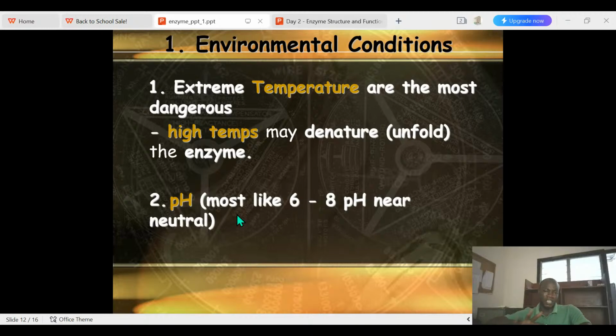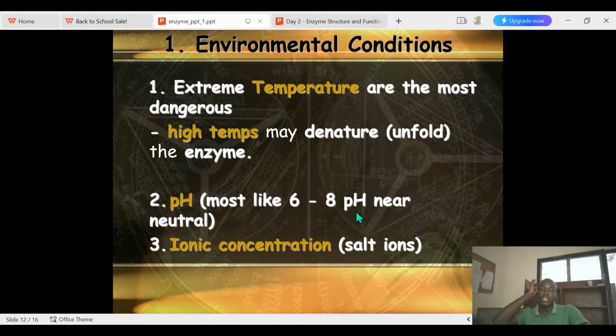So these are some of the things that we should look at from the environmental conditions. There is also ionic concentration, that is salt concentration. It also affects the activity of the enzymes. The higher the ionic strength, or the higher the ionic concentration, the lower the activity. So we should understand that the ionic concentration should always be maintained within the required range.